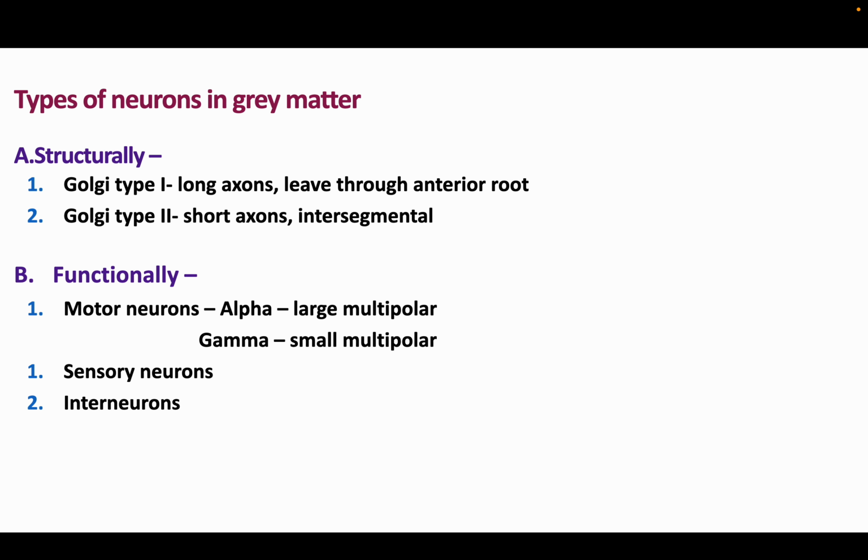Now the types of neurons present in the gray matter: structurally we have two types, Golgi type 1 and Golgi type 2. Golgi type 1 have long axons that leave through the anterior root, and Golgi type 2 have short axons and are intersegmental. Functionally, there are three: motor neuron, sensory neuron and interneuron. Further, the motor neuron is classified into alpha and gamma. Alpha are large multipolar cells and gamma are small multipolar neurons.